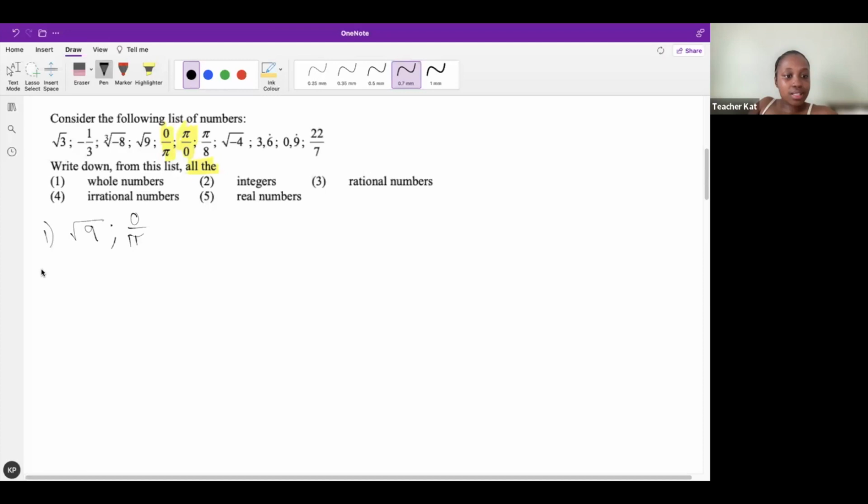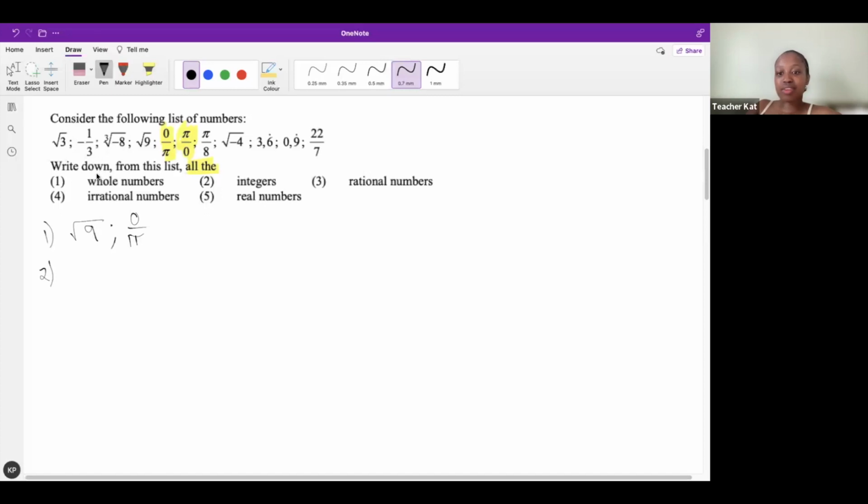Let's get to integers. Remember, integers are the set of positive and negative numbers. Now I'm going back to square root of 3. No. Negative a third. Does integers include fractions? No, it doesn't. So that is definitely not an integer.